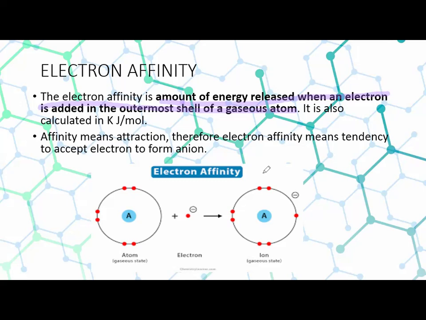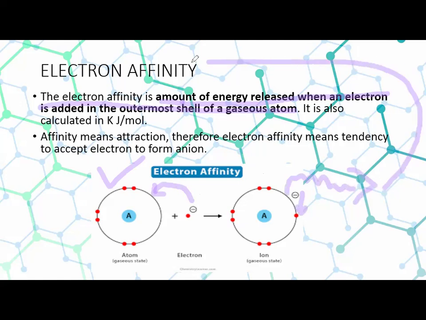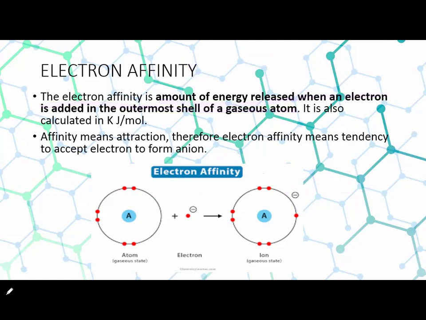Affinity means what? Attraction. Therefore, electron affinity means the tendency to accept an electron to form an anion. Electron affinity is the property of an element, showing how much tendency it has to accept electrons. So here you can see that this is an atom, and this is an electron that is to be added to this atom. After adding this electron to this atom, you can see that some amount of energy is released, and this energy is referred to as electron affinity. Okay. Now what are the basic trends?